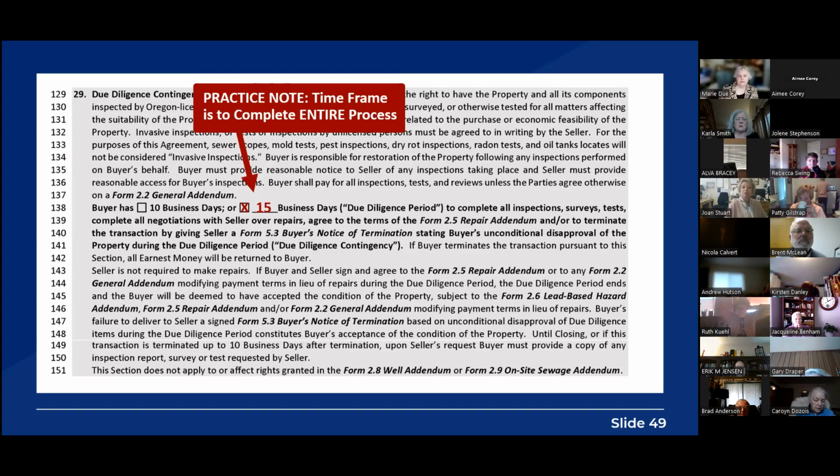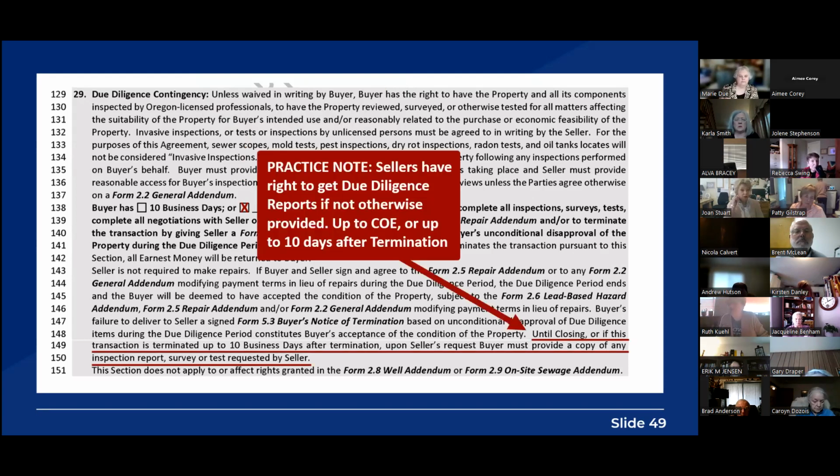Buyer has 15 business days to complete all inspections, surveys, tests, and negotiations. Until closing, if this transaction is terminated, up to 10 business days after termination, upon request, buyers must provide a copy of any inspection report, survey, or test requested by the seller. One thing you need to note is that if, until closing, the seller requests a copy of the reports, the buyer must give it to them. And we actually do it 10 days afterwards. So if they terminate and the seller wants to see the report, it's written into the contract that the buyer must provide it.